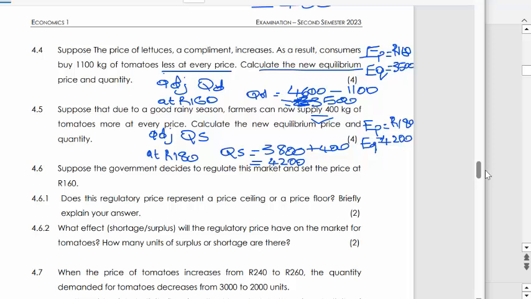Do you see how they are? I've put them together to ensure that they make sense to you. So let's go to 4.6. Suppose the government decides to regulate this market and set the price at, okay, 4.6. I believe we are good with 4.1 to 4.5. I'll do the rest because I'm checking the time, 13 minutes, so I'm stopping.